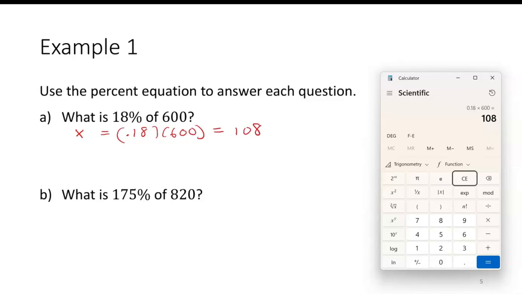For part B, what is 175% of 820? So again, the word what, that is my unknown. 175% is 1.75 as a decimal, and I multiply that by 820. So I got 1.75 times 820, and I get 1,435.